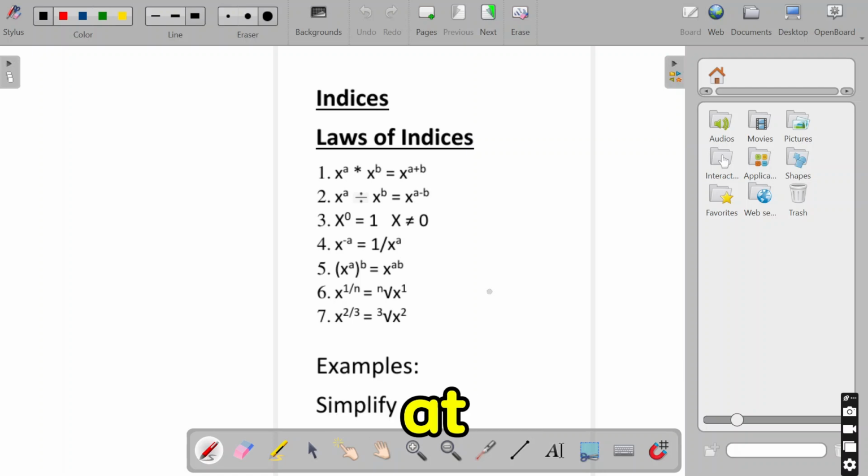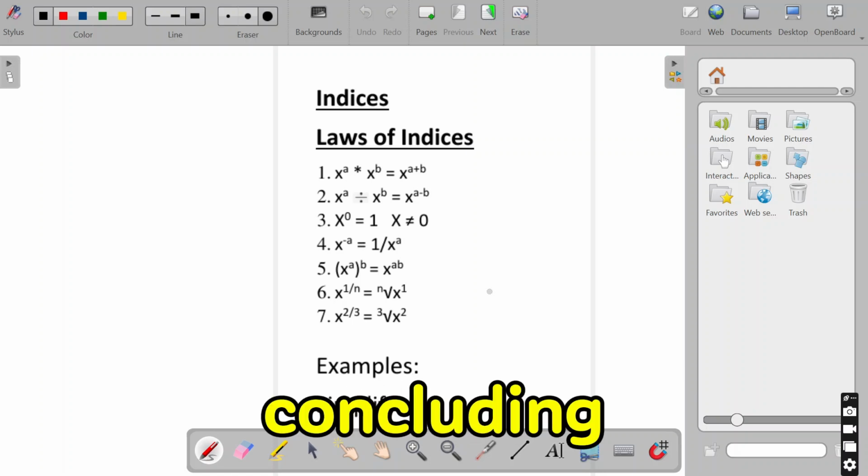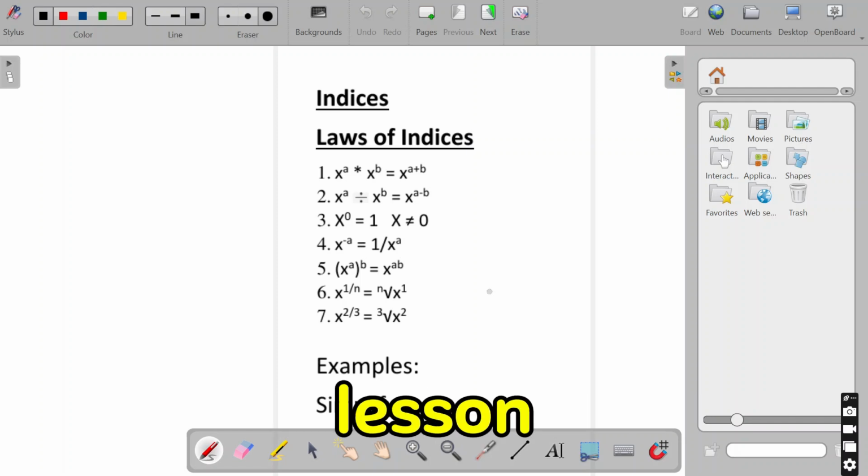Yesterday we looked at the laws of indices, and today we'll be concluding the very lesson we started yesterday. We'll be looking at law number 6 and law number 7, and how we use them to solve problems that have to do with indices.